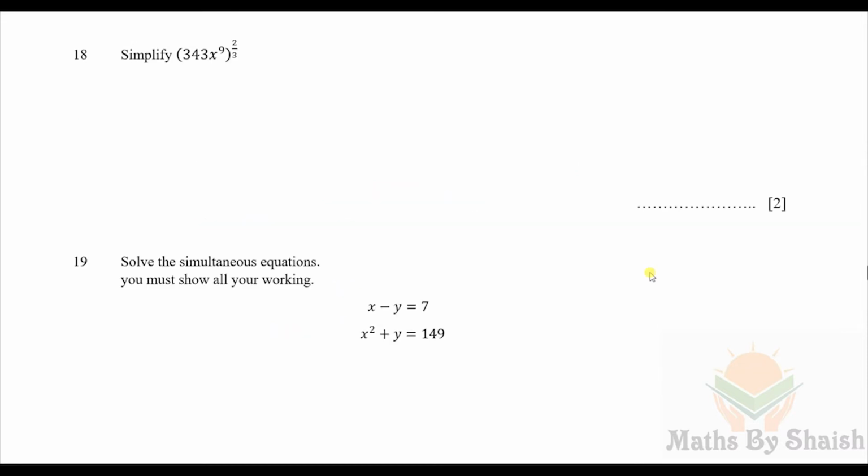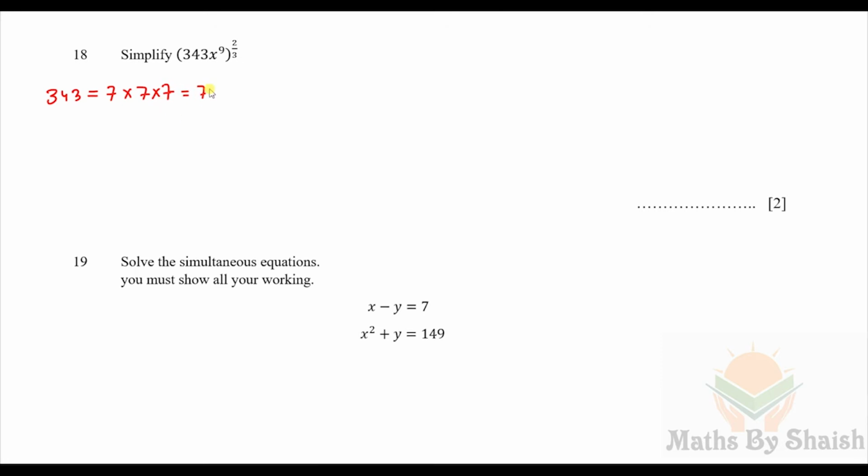18th question, it is a law of indices question. We'll use the law of indices. So first thing we know, 343 is 7 into 49, that is 7 into 7 into 7. We can get this value directly from our calculator. There is a FACT key in our calculator. We can directly get 7 into 7 into 7, or 7 cube.